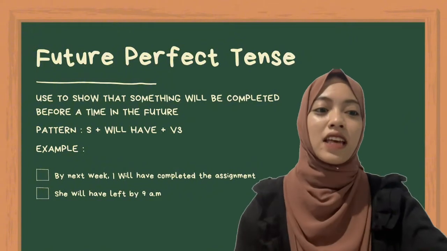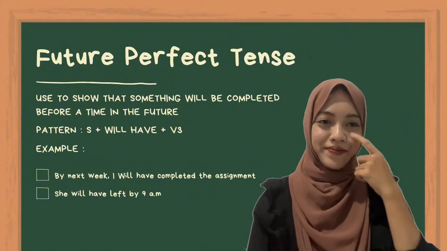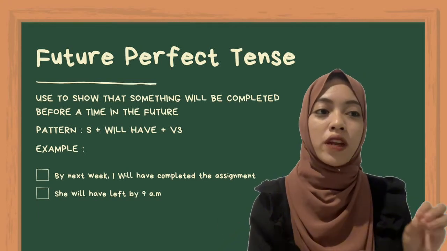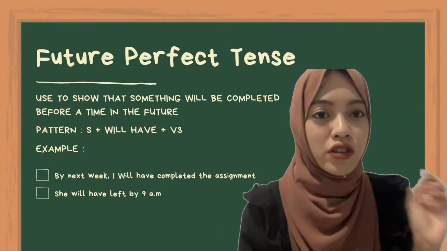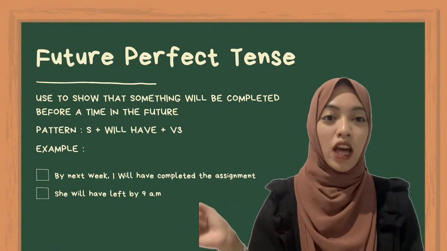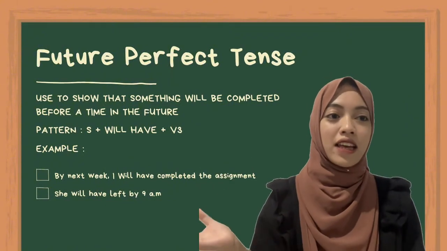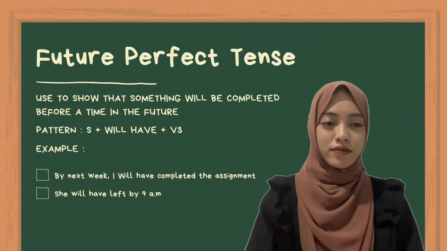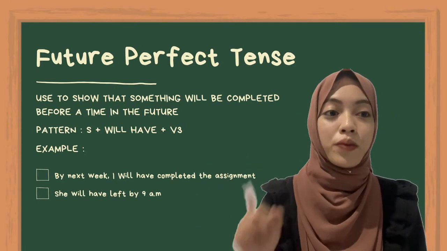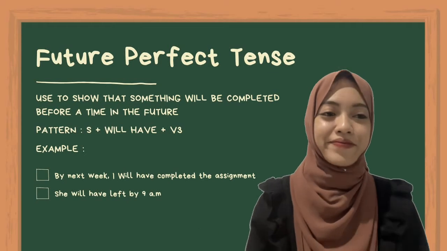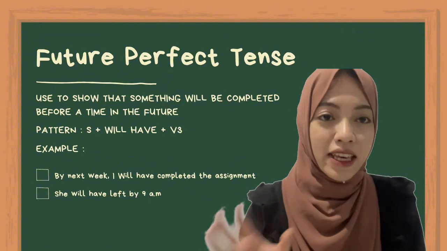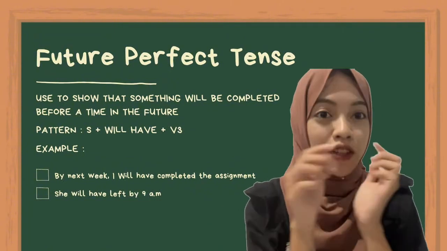Okay, the next, future perfect tense. Future perfect tense is used to show that something will be completed before a time in the future. Okay, do you get it? And the pattern is subject plus will have plus verb 3. For example, by next week, I will have completed the assignment. And she will have left by 9 a.m. Do you get it, guys?